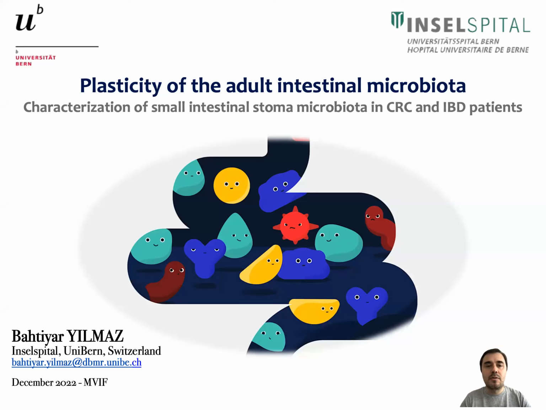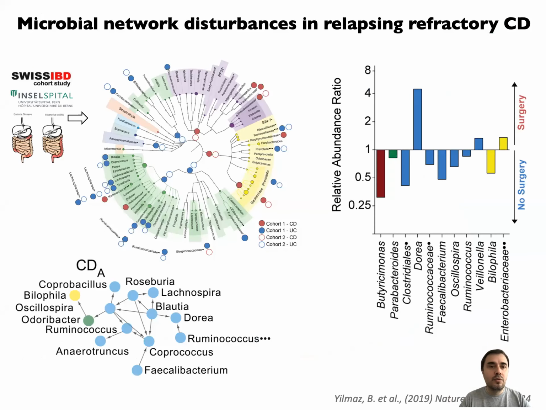Today, I would like to share our latest study, which is about understanding the plasticity of the adult intestinal microbiota. In our previous study in 2019, we showed that the IBD microbiota is different from the non-IBD patient, but between Crohn's disease and colitis patients, there are also huge differences. As you can see, many of the bacteria in the Crohn's disease patients are reduced compared to colitis. And this is already shown by many groups.